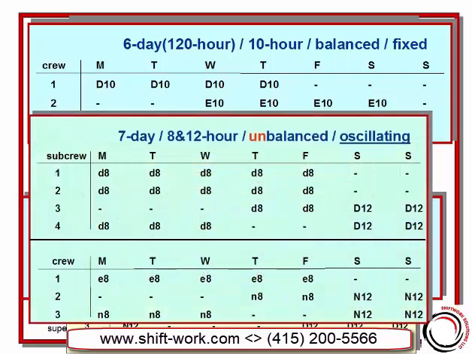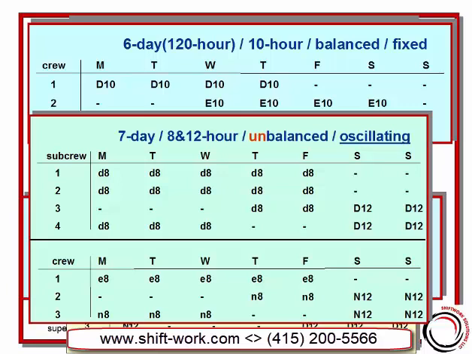And here's a 7-day schedule that uses 8 and 12-hour shifts. It's unbalanced and it's oscillating. So what we have here is, if you look at the day cycle, it's got a 4-week cycle, and they're all 8-hour shifts Monday through Friday, and then on Saturday and Sunday those are being covered with 12-hour shifts, and in their 4-week cycle on days, they get half their weekends off.